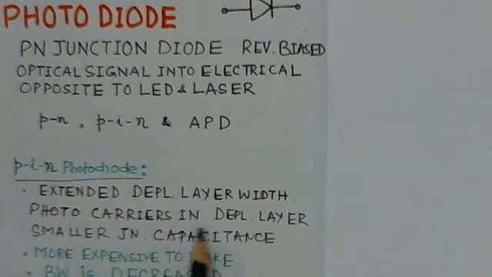The photocarriers are generated in the depletion layer, and there is a smaller junction capacitance because of the wider depletion width. These PIN photodiodes are more expensive to make, and bandwidth is low in this case.